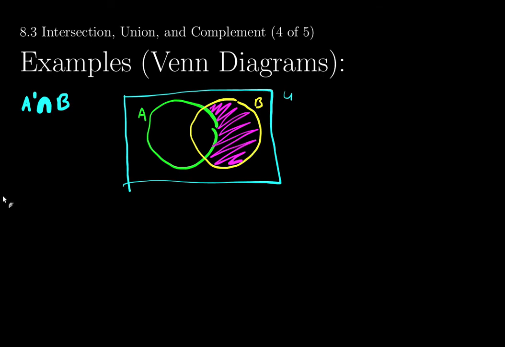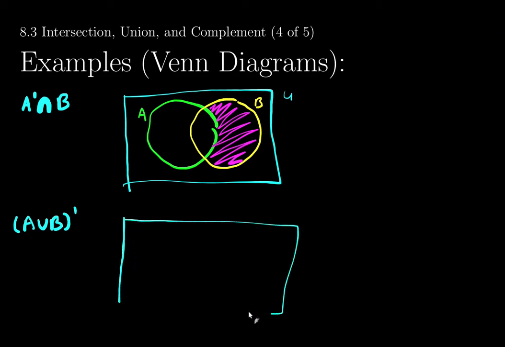Another example, if we consider the complement of the union of A and B, I draw a universe, draw a set for A, and draw a set for B.